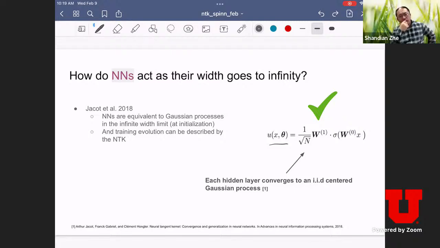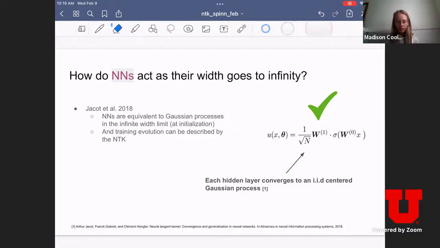I think this is a classical theory. You know that for a single layer neural network, if you have infinite width, and if you normalize the output by 1 over the square root of the width, which is n here, and you assign a standard normal prior over each element in the weights, it is just a Gaussian process.